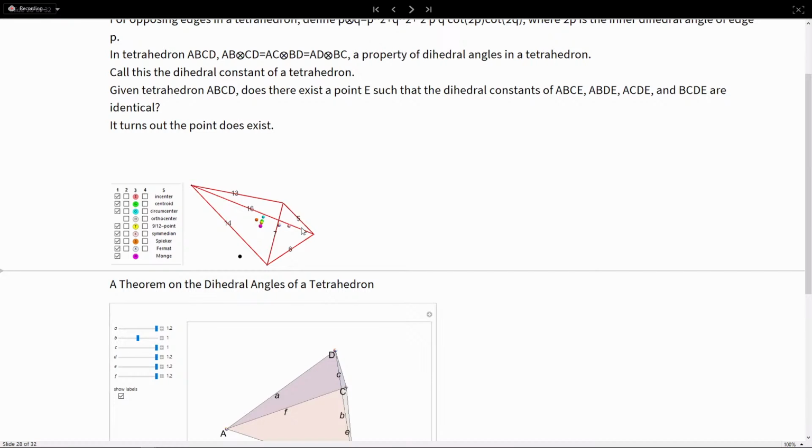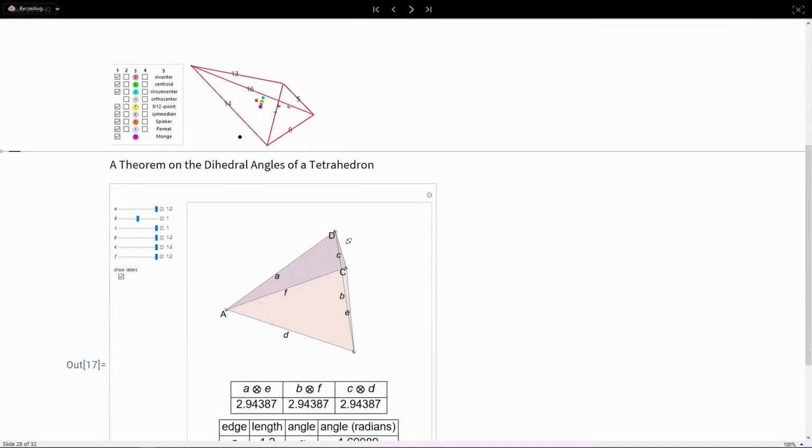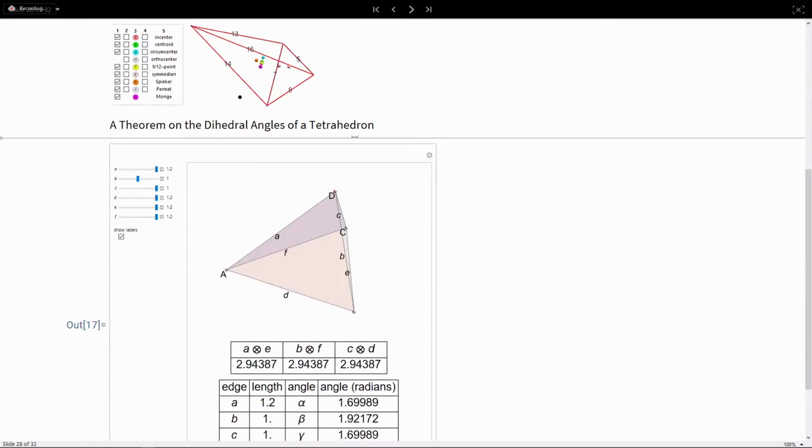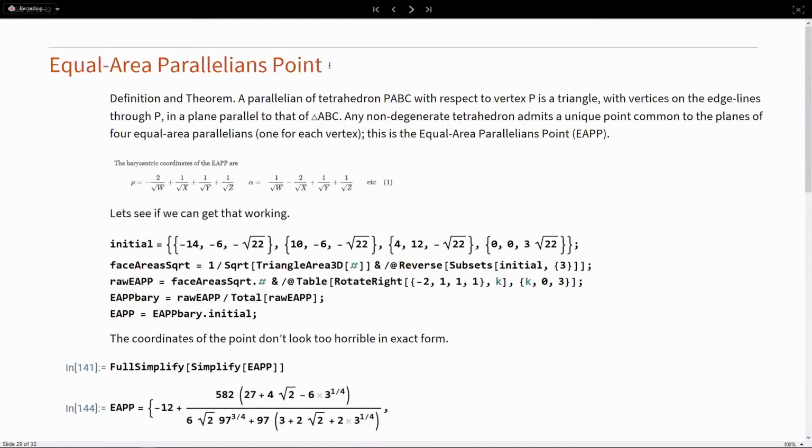It would fill many, many pages. For the simple example; if I gave a complicated example, the formula would basically fill a book. So that's not something we want to actually show. But there is a way of calculating these based on the dihedral angle constant. So that's a new center that's nice. We can also look at this equal area parallelians point.